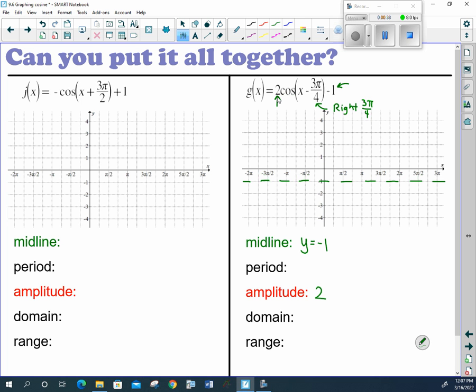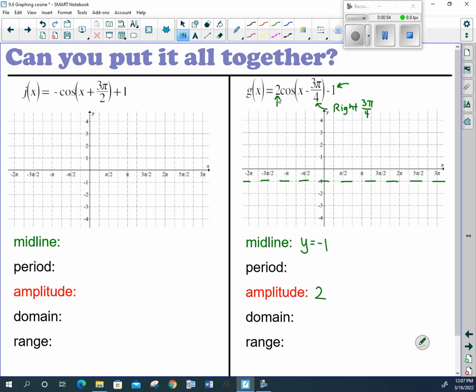And we know we're going to graph a cosine curve. Cosine curves always start at a max or a min. And this time it's going to be a max because the 2 is positive. And so we're going to go 2 spaces up from our midline. But first let's put in our phase shift of 3 pi over 4.